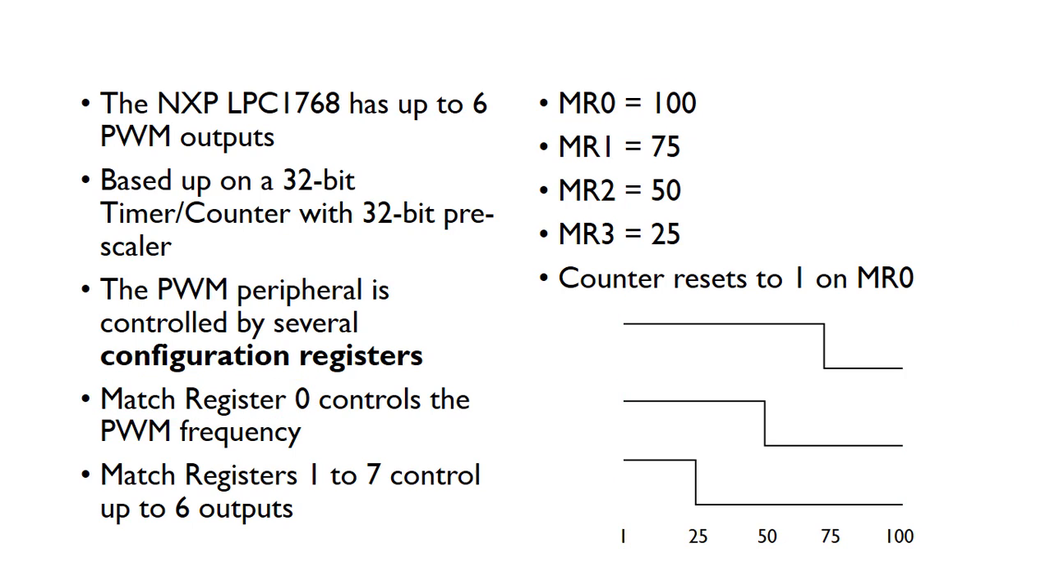The match registers 1 to 7 control the six different outputs. So, for example, this will be PWM output 1. This might be PWM 2, PWM 3. So the values stored in those registers tell the PWM peripheral when to reset. So effectively, it controls the duty cycle.